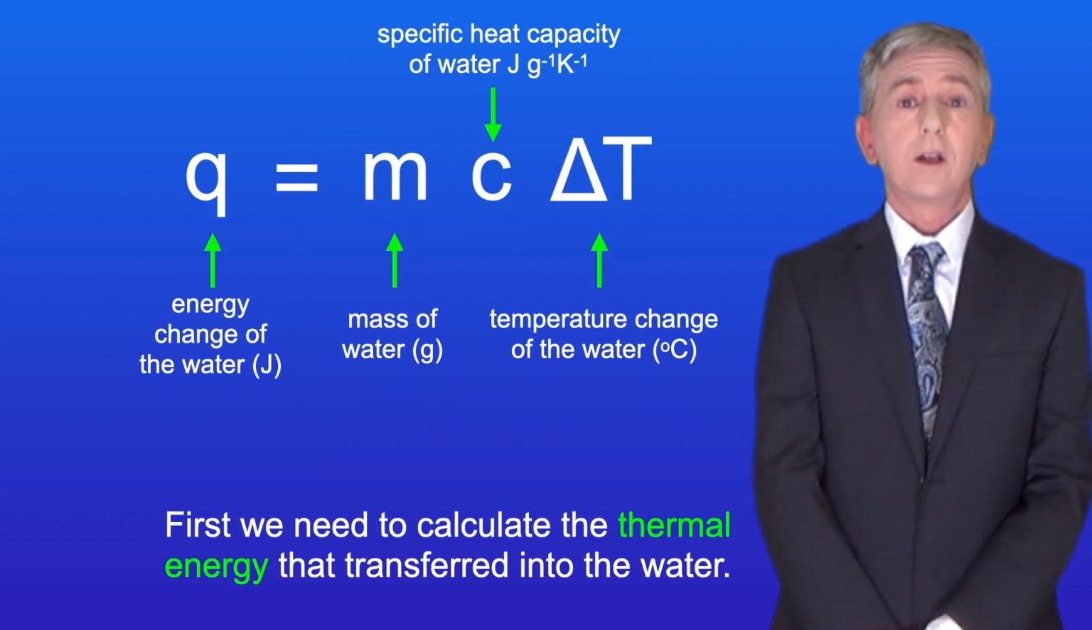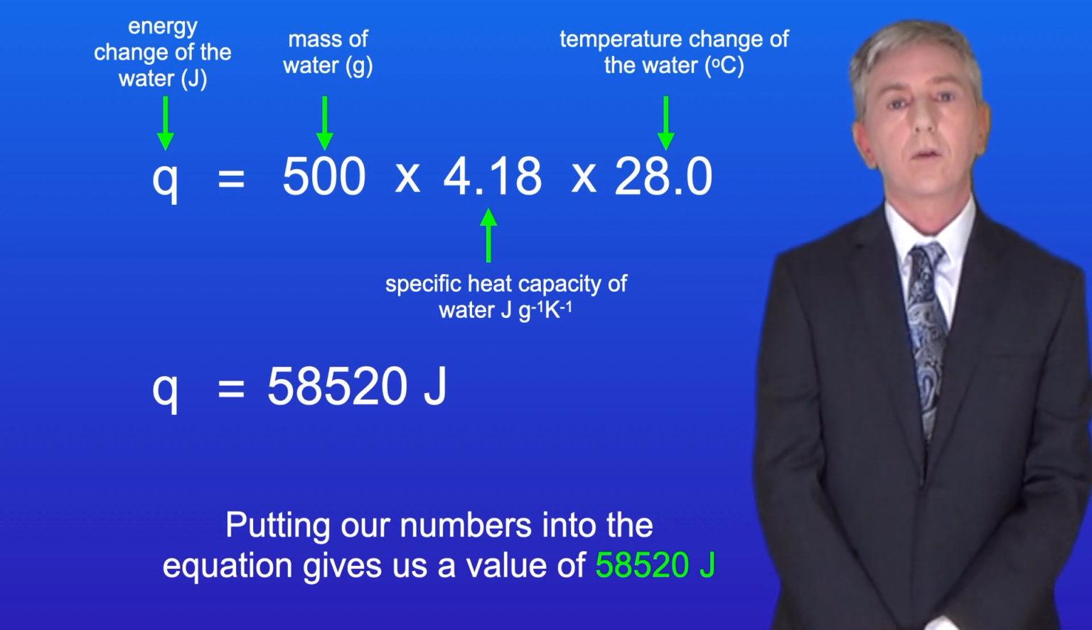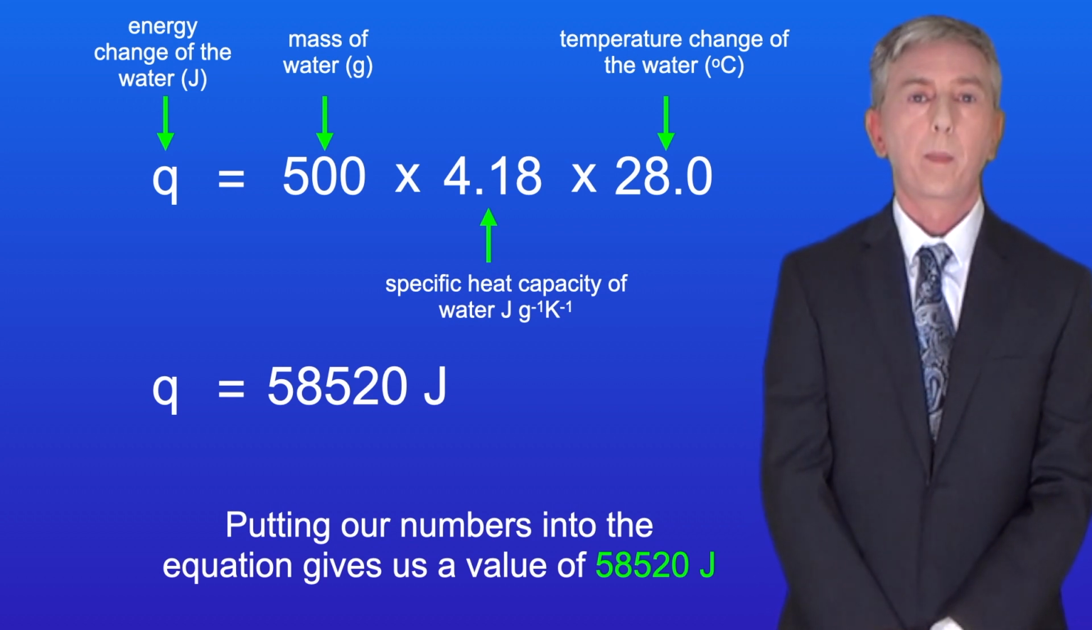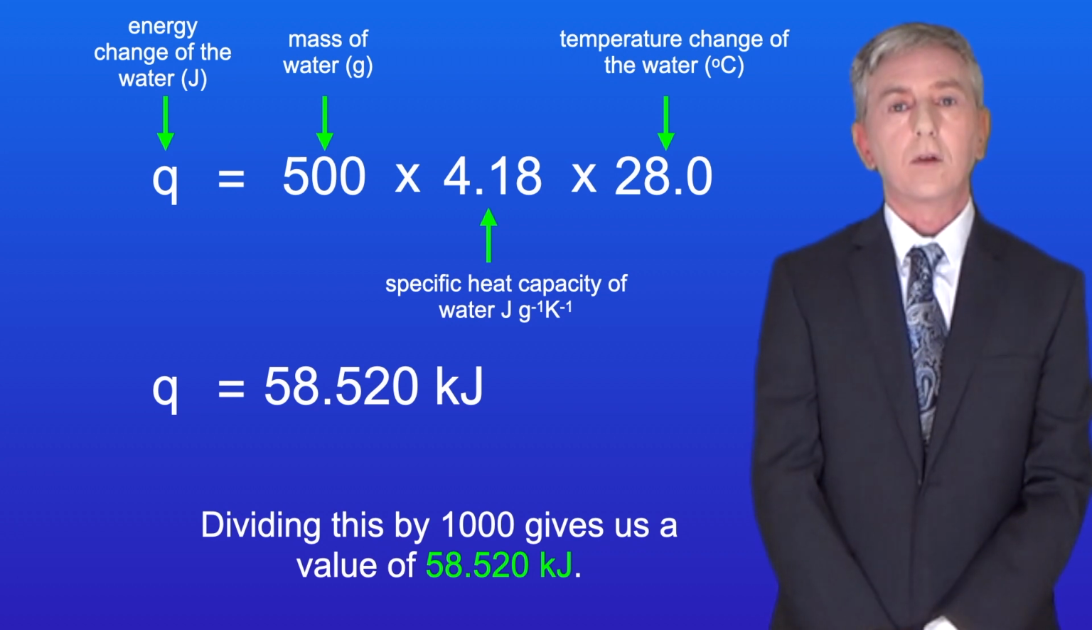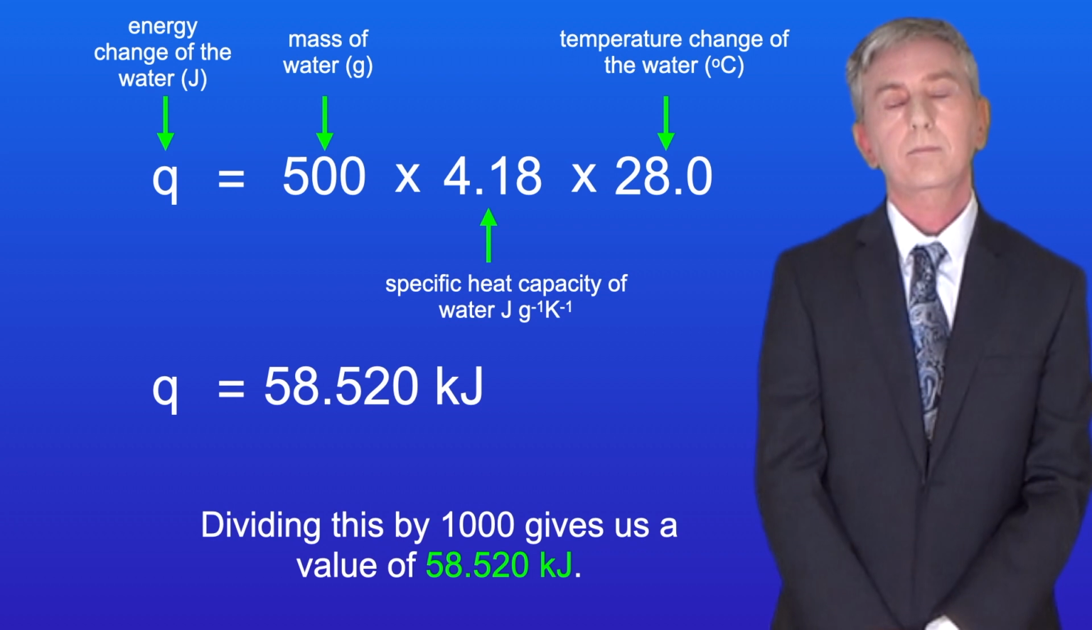Okay, first we need to calculate the thermal energy that transferred into the water. To do that, we use the equation Q equals mc delta T. Putting our numbers into the equation gives us a value of 58,520 joules. Dividing this by 1,000 gives us a value of 58.520 kilojoules.